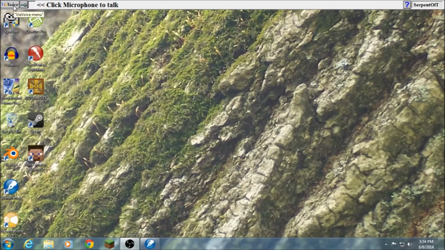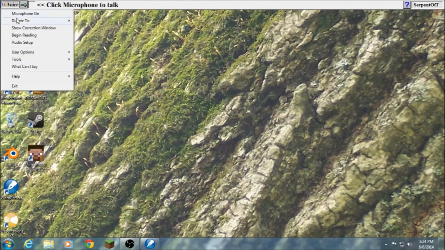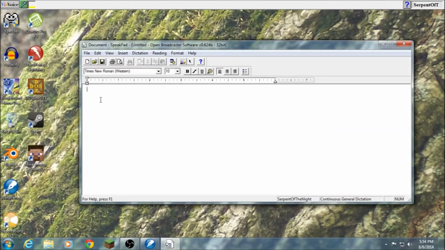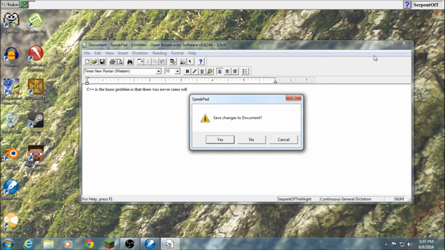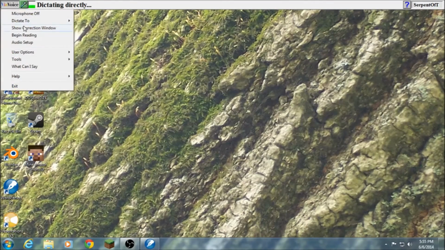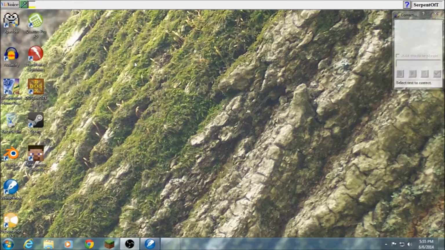So we got the ViaVoice menu. Microphone off, speak to speech pad, which I can pull up, and it's just a basic program. And it makes a loud beep when you close it for some reason. Again, dictate to application. You can show a correction window.